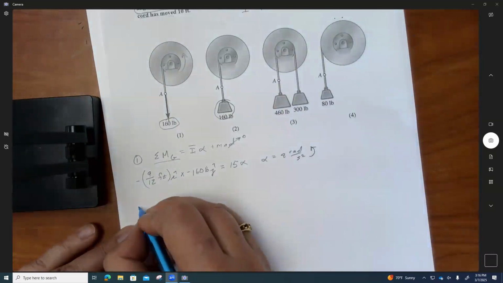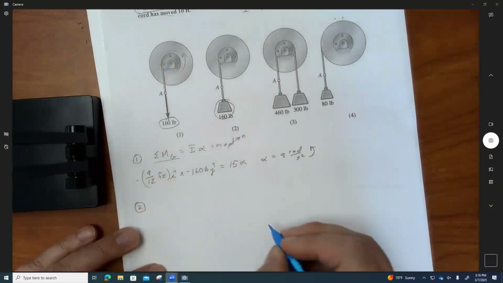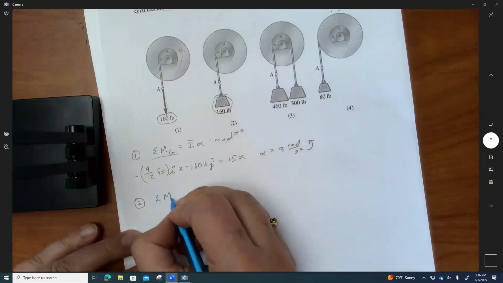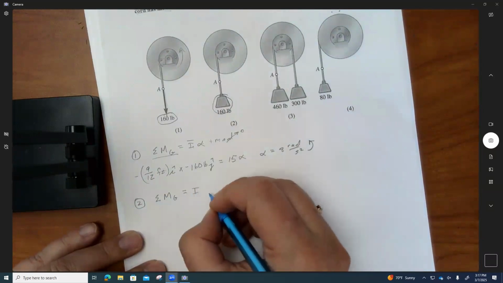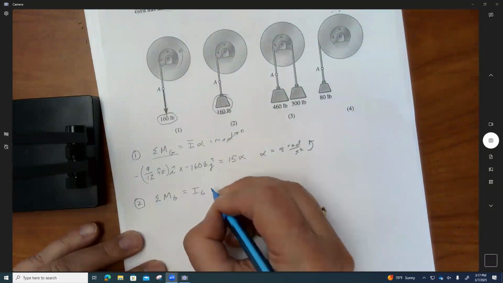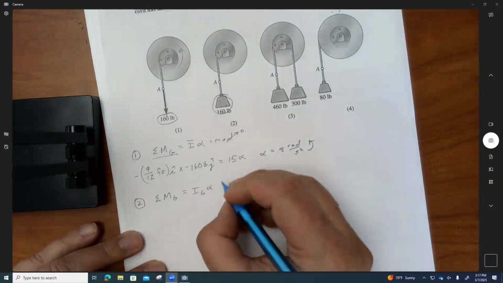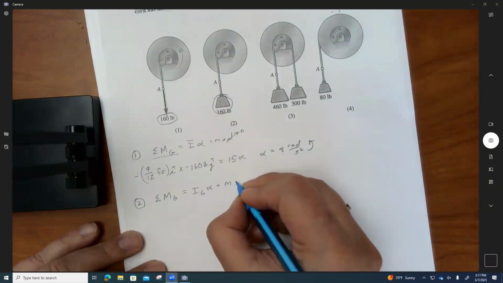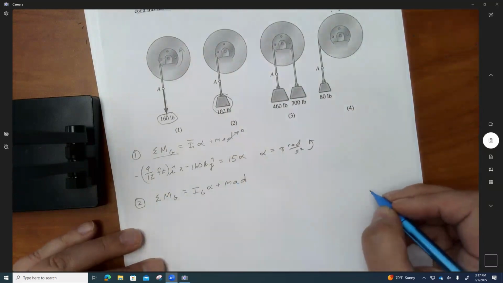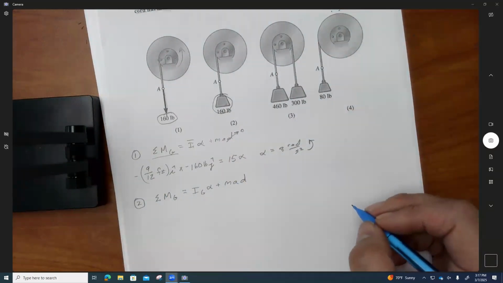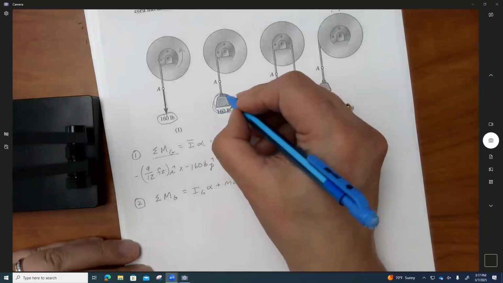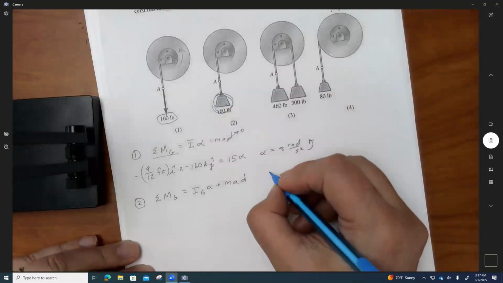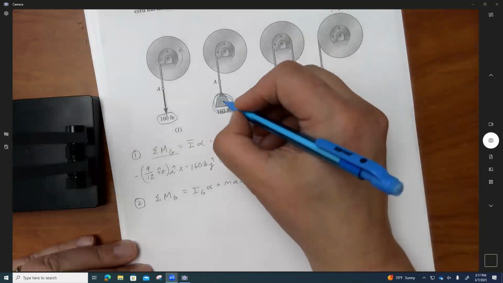What is different when we look at the mass? If we sum moments around G for pulley number 2, we are going to deal with a value for this mass times acceleration times distance, because we're concerned about this mass right here, and it takes time for the block to overcome inertia.